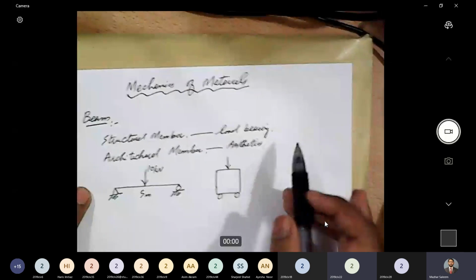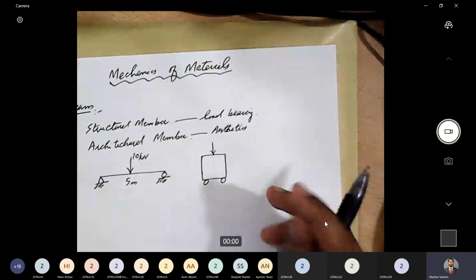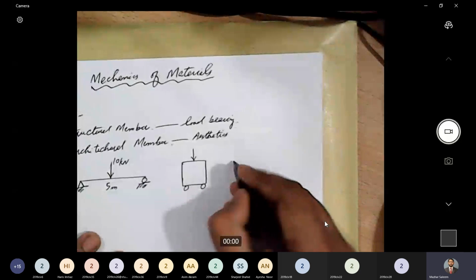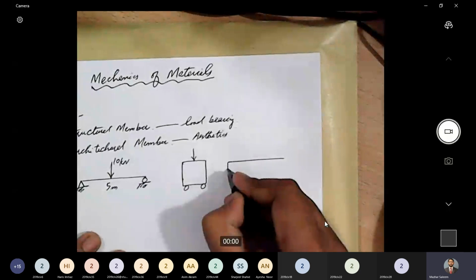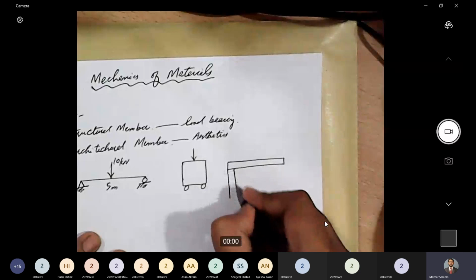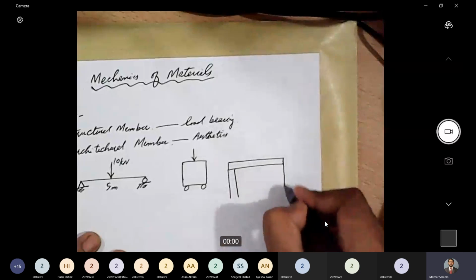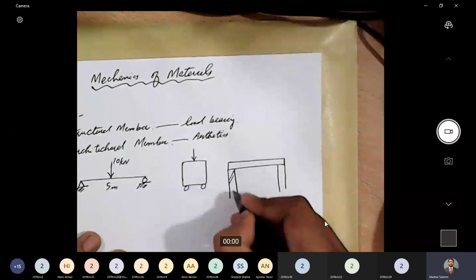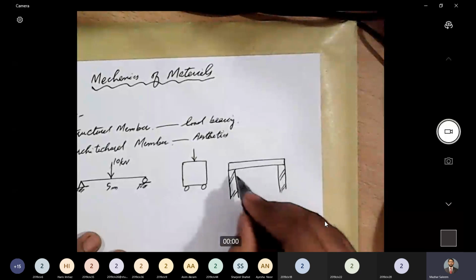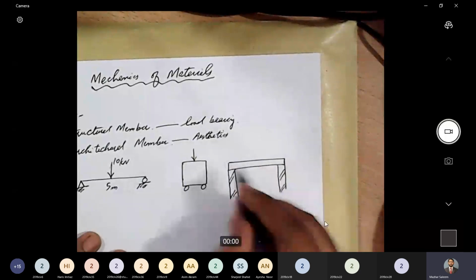If it is supported throughout the length, actually it depends on when you have provided that wall. Supposedly you have a beam here and these two supports were present at the beginning, and once you constructed the beam, the structure was complete.